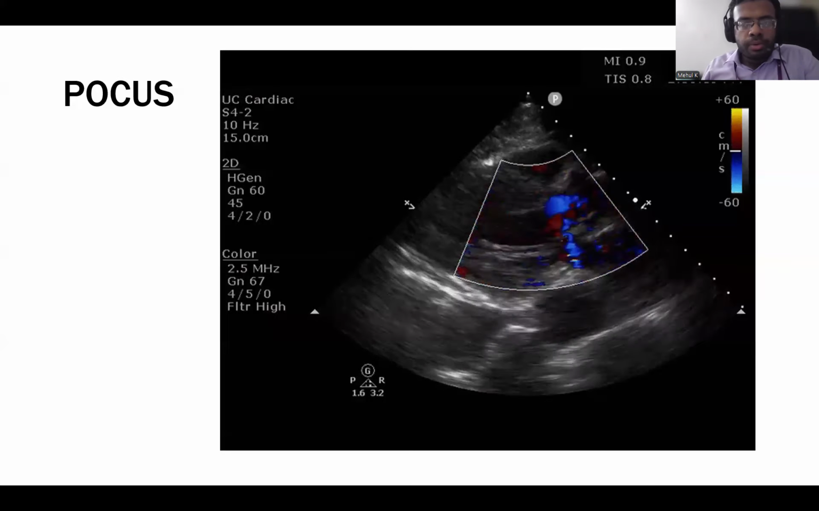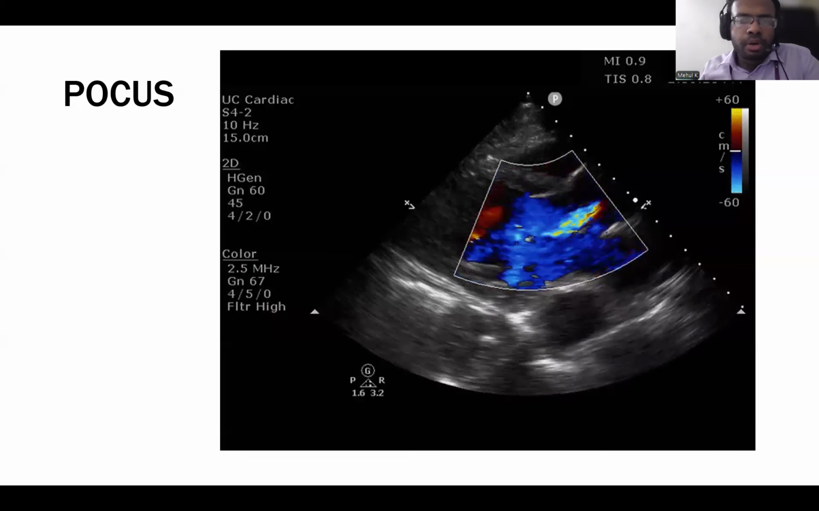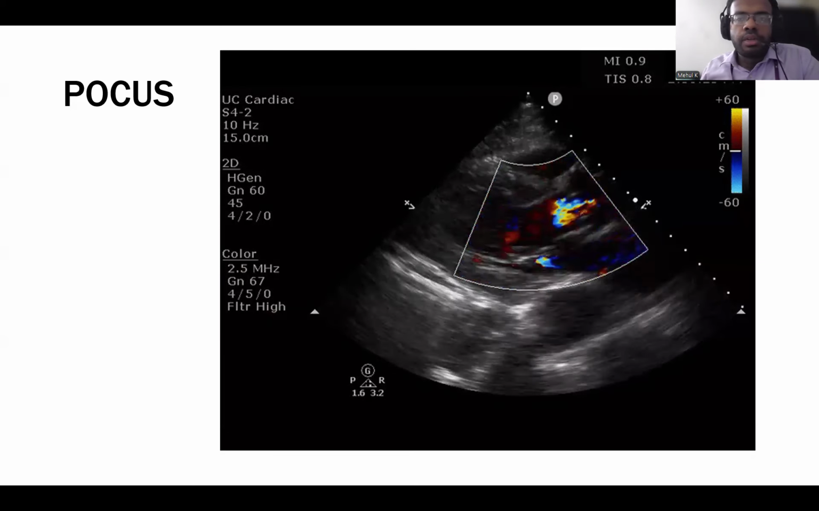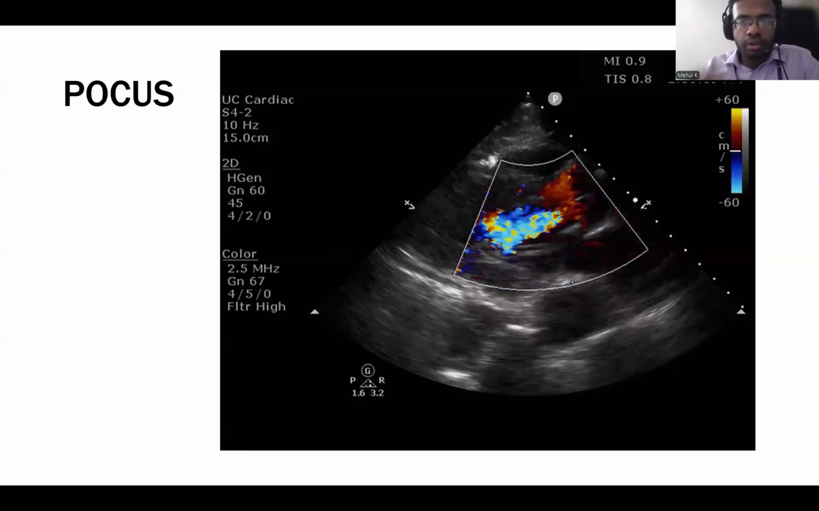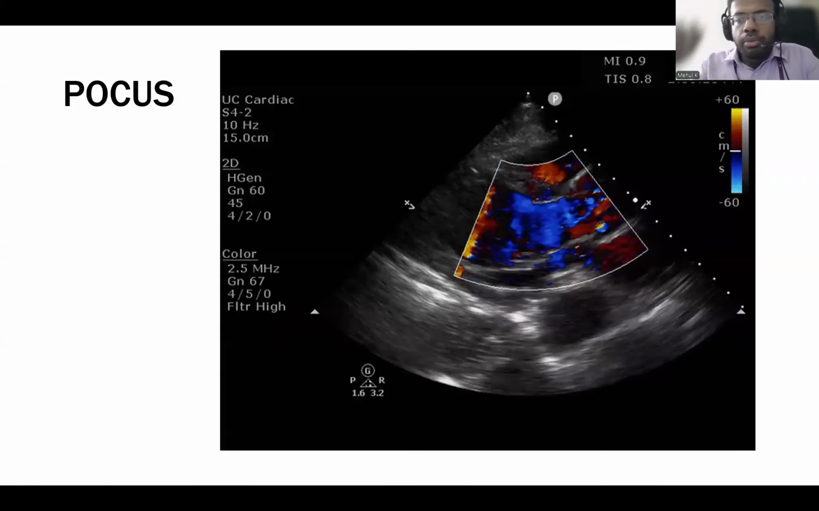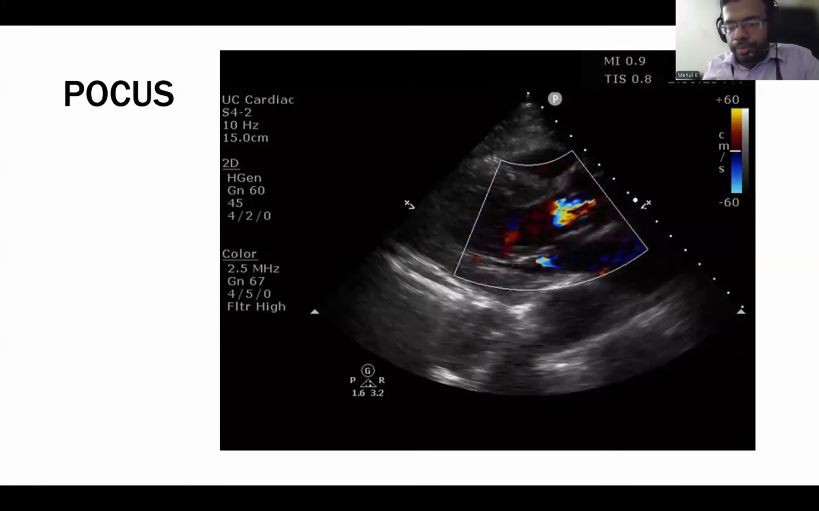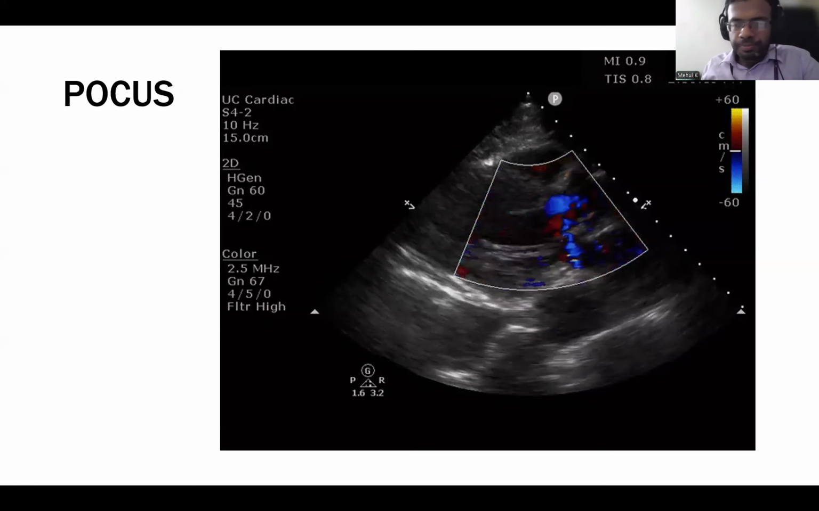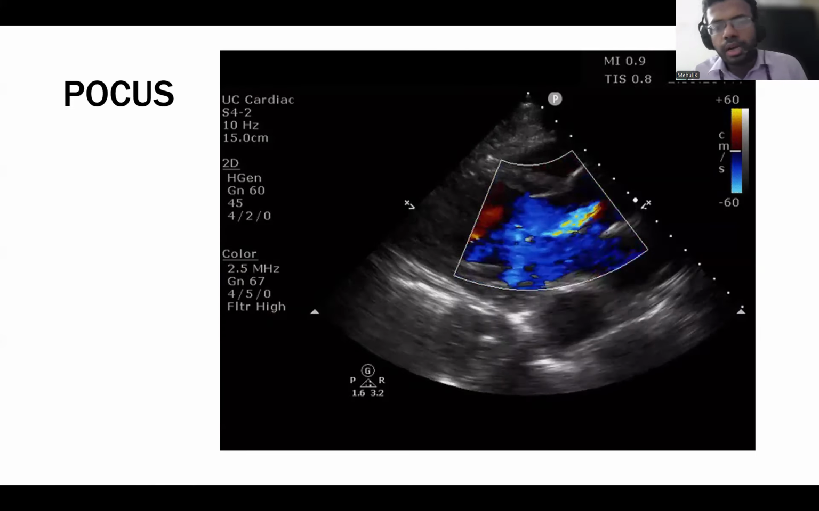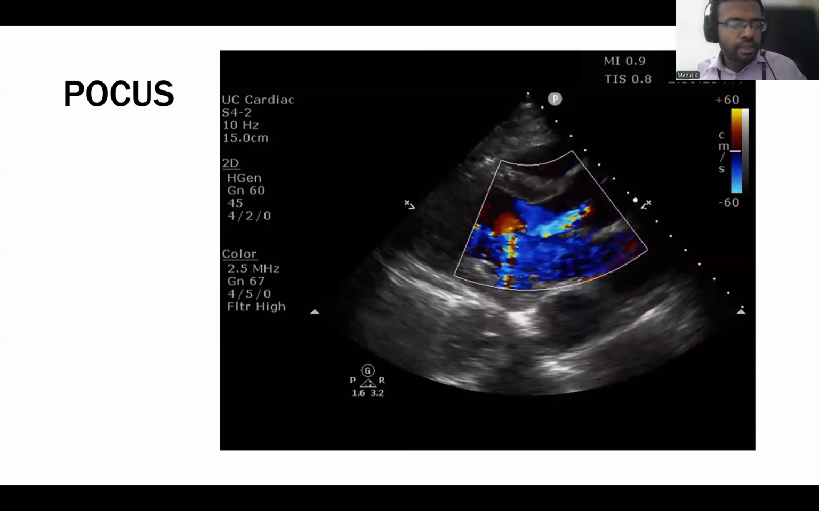So that is all about FOCUS. Specifically remember the SPEED protocol, the three things in the SPEED protocol: the pericardial effusion, the aortic outflow tract diameter being more than 35 mm, and an intimal flap. So these things will help you to rule in or rule out aortic dissection.